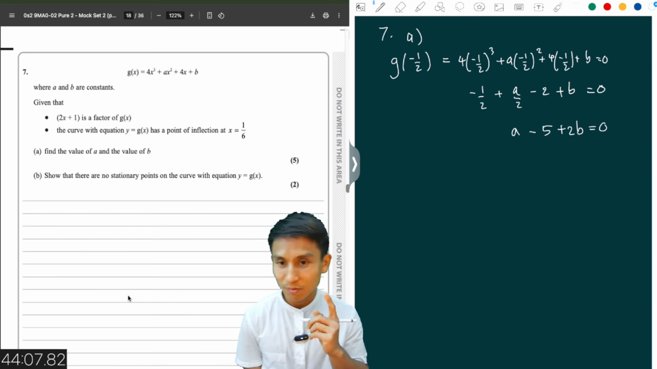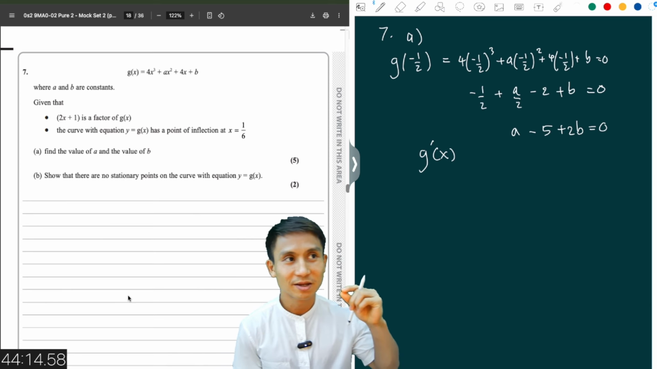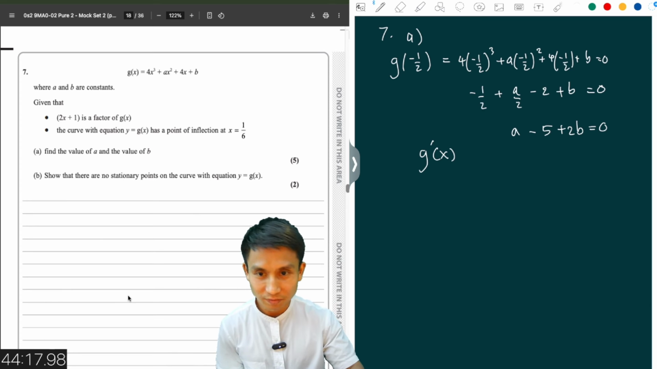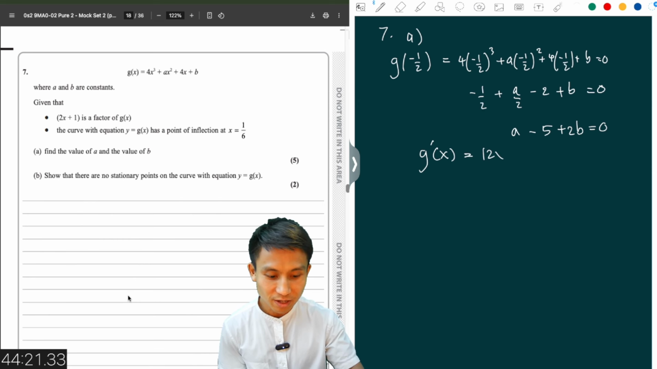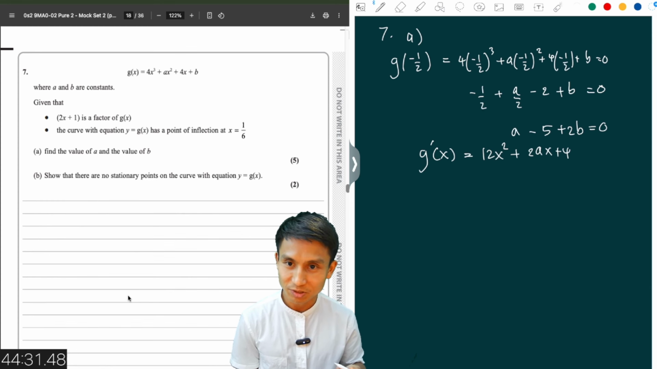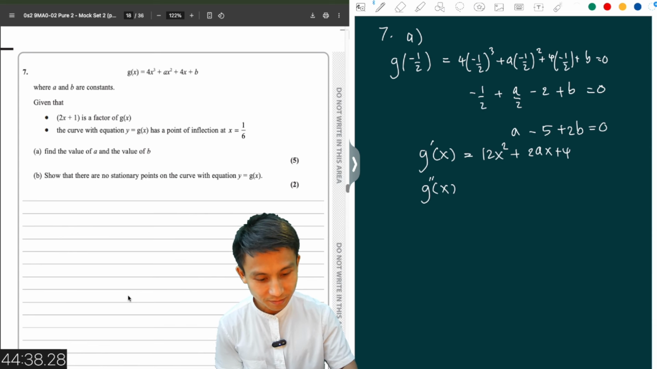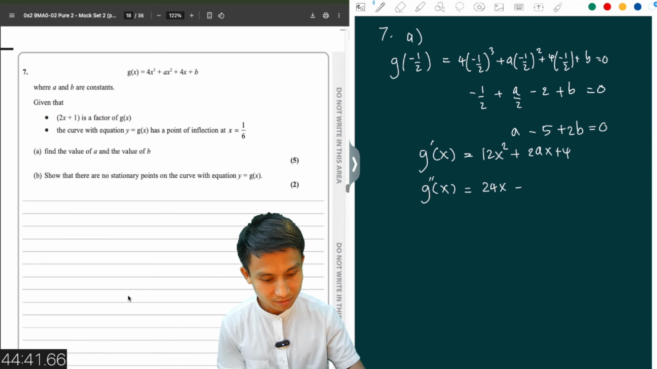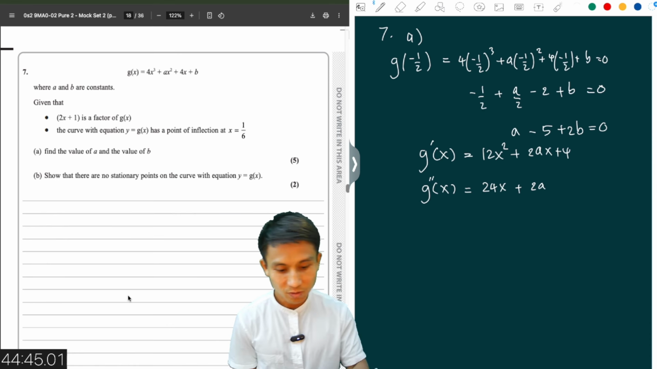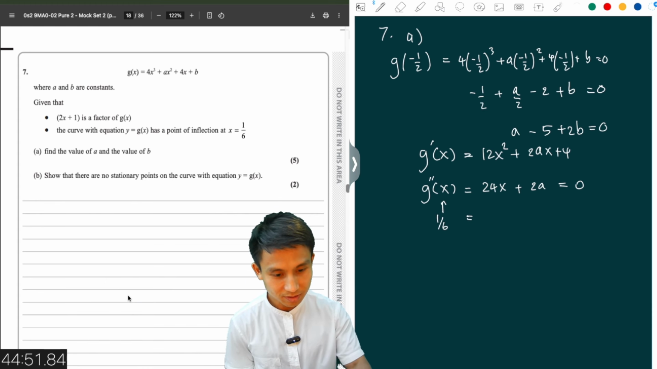Now about the inflection. We have to differentiate twice and equate that to 0, since the inflection is where the second derivative equals 0. The first derivative is 12x squared plus 2ax plus 4, and b goes away, which is convenient because we can now solve for a. Let me check my derivative again. Everything is fine. Differentiating again, we get 24x plus 2a, and the 4 goes away. We equate this to 0, and because it happens at x equals 1 over 6, that's 24 times 1 over 6 plus 2a equals 0.